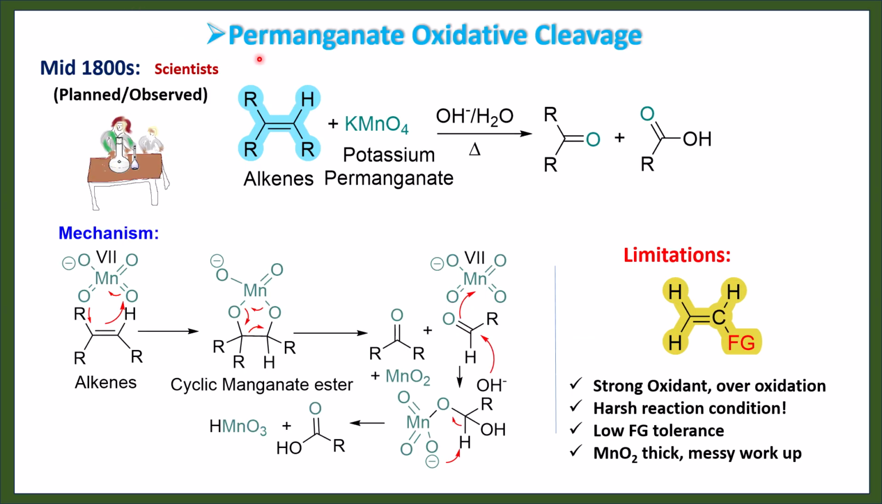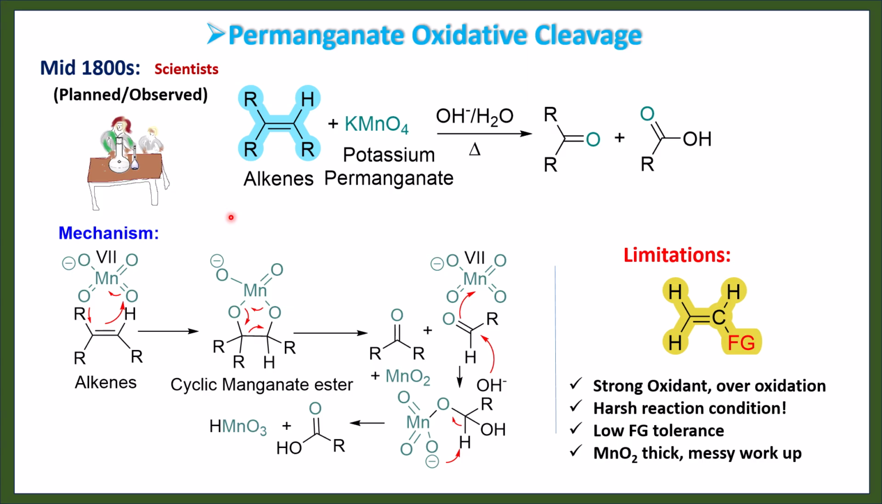We will discuss the permanganate oxidative cleavage reactions. In the mid-1880s, scientists planned and observed that when alkenes are treated with potassium permanganate in basic and hot conditions, the double bond gets cleaved and gives this product. When the carbons are fully substituted, the ketone is the only product. If there is hydrogen present on this side, then acid is the other product.